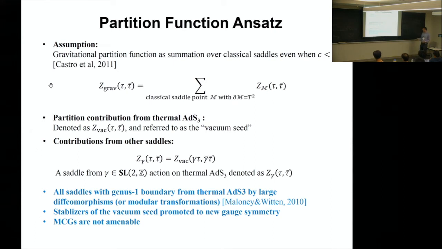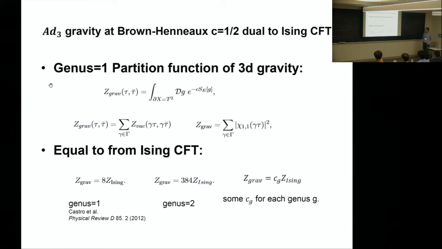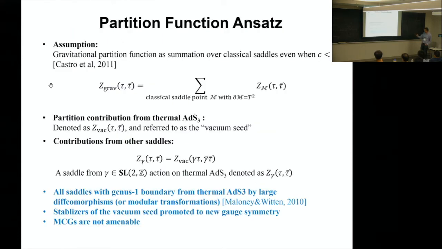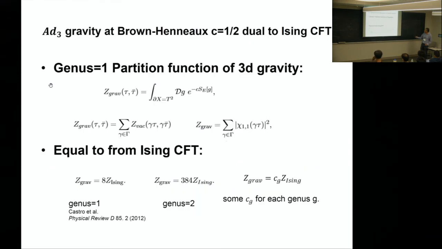So therefore, what we want to do is look for a theory which makes sense at least. It turns out if the Brown-Henneaux central charge is 1/2, which means 3 times the AdS radius divided by 2G is 1/2, we can show, with the assumption I mentioned, mathematically that the gravitational partition function for every genus is proportional to the partition function from the Ising CFT. This is a generalization of a paper by Castro et al.